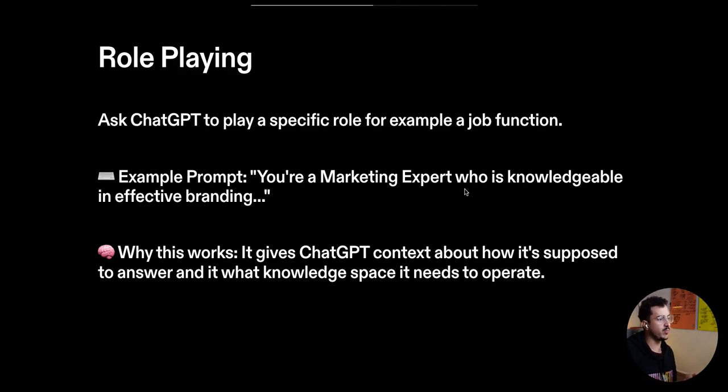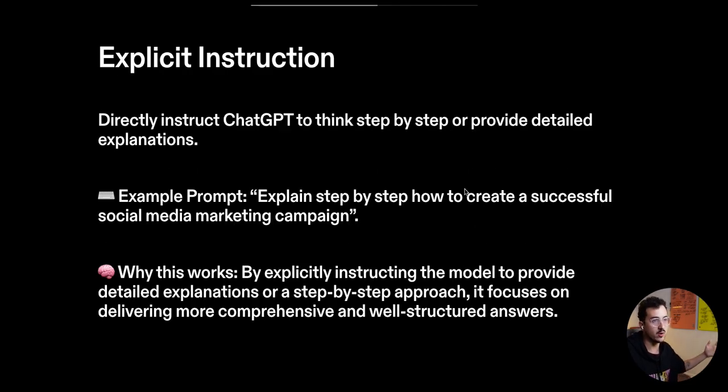So there's things like role playing. Role playing is where you just ask ChatGPT, hey, you're this type of expert, or you're this type of person, behave like that, and then give me information in that knowledge space. That works because you're setting the context about the knowledge space.